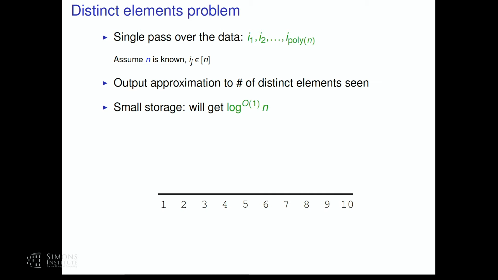The trivial way of solving this problem is to just store the entire stream, or hash the data items. That will be prohibitively expensive. It would take space proportional to the number of these data items. We want space polylogarithmic in the size of the stream.